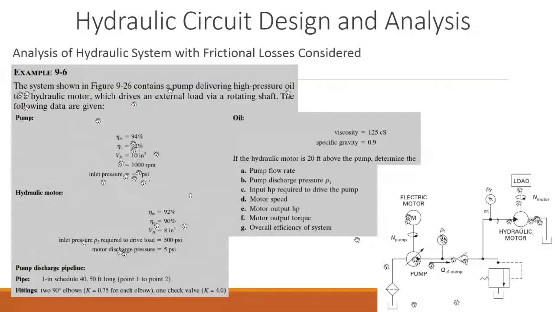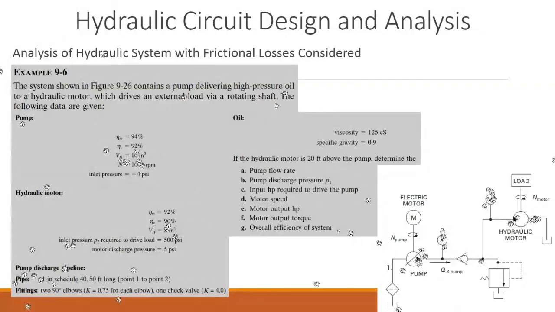Pump discharge pipeline: 1 inch, schedule 40, 50 feet long. So the length of the pipeline is given from point 1 to point 2. As I mentioned, I take pressure gauge 1 as point 1 and pressure gauge 2 as point 2. So between these two points, the length is given, the diameter is given, and so on.